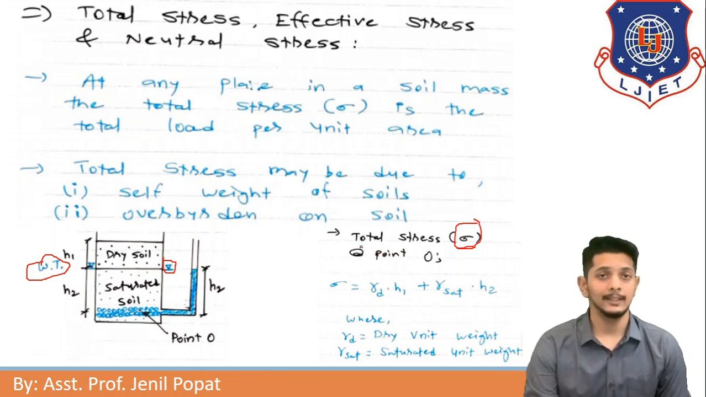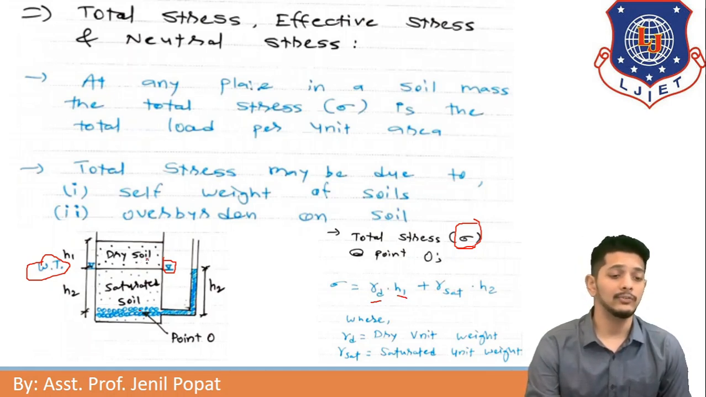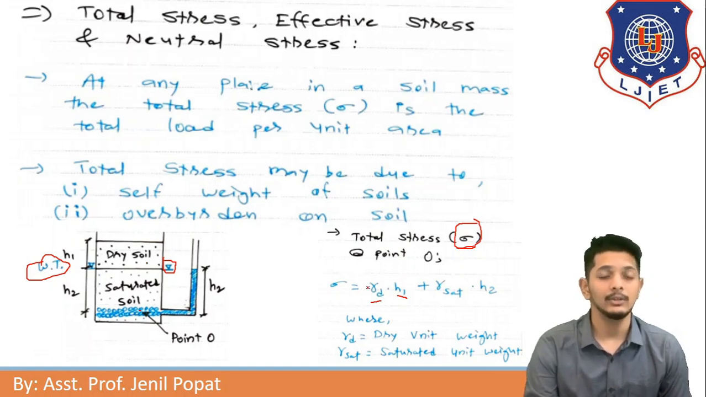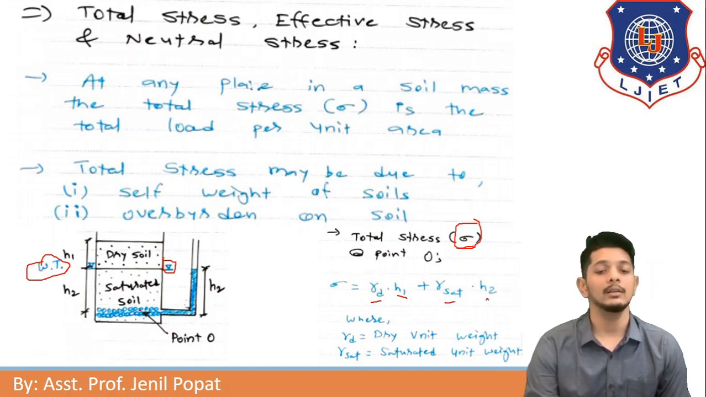For total stress, we need to calculate unit weight into height of the soil. So unit weight of the first soil, that is dry soil, that is gamma D, dry unit weight, into height h1 plus saturated unit weight into height h2 for this soil.